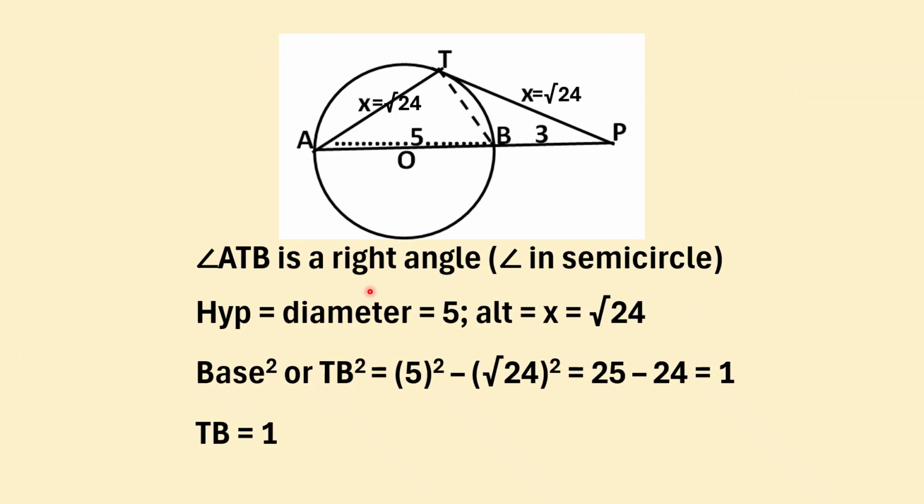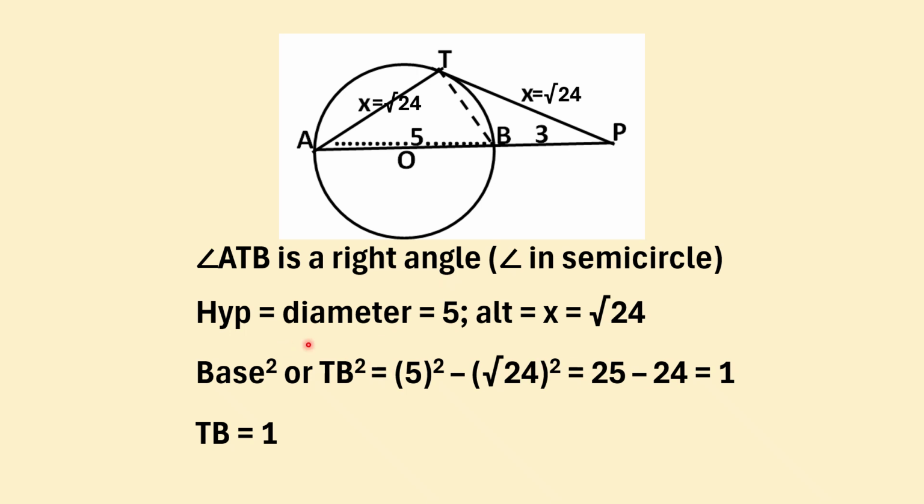So we got that ATB is a right angle triangle. So hypotenuse is 5. The altitude x is root 24. So base square, actually, base PB square will be 5 square minus root 24 whole square. Base square is equal to hypotenuse square minus altitude square. 5 square minus root 24 whole square, that is 25 minus 24 equal to 1.